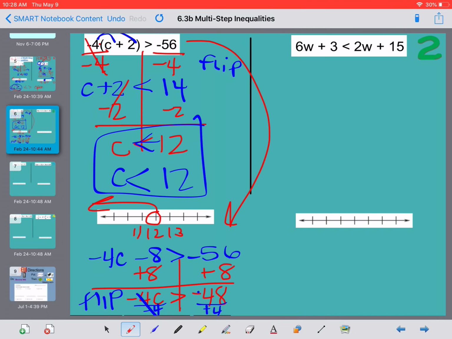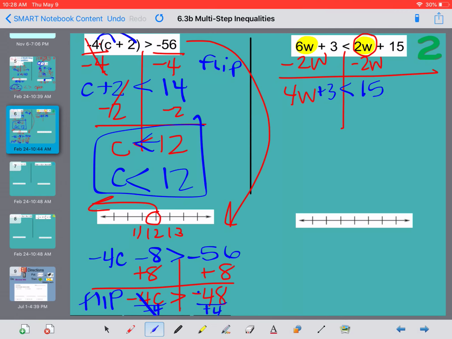All right, next. This one we have variables on both sides, so a little bit more complicated. We need to move all of our variables to the same side. I always like to move the variable that's smaller. There's only 2w here, so we keep our w positive. So I'm going to subtract 2w, and 6w minus 2w is 4w, and then we have plus 3 is less than 15.